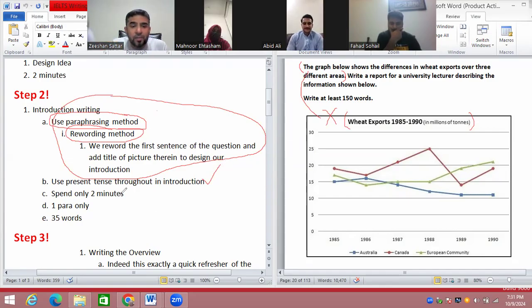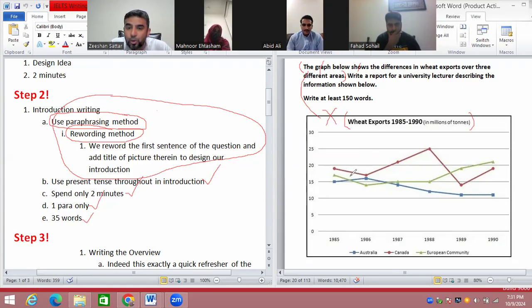So now, we will spend only 2 minutes and we will be using 1 paragraph, and roughly this will make our introduction about 35 words. So now, I'm going to write the introduction. Now you see. The graph below shows graph. I will change the word graph and write line chart. The line chart shows, illustrates.